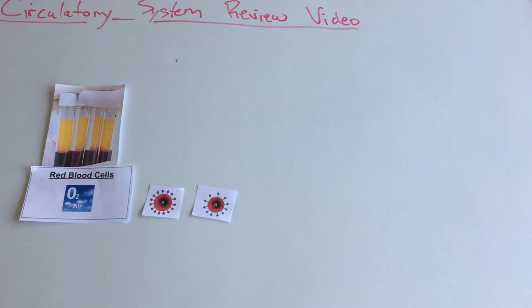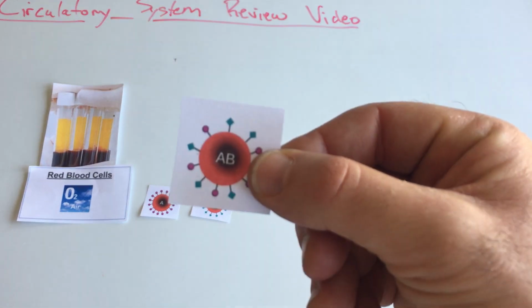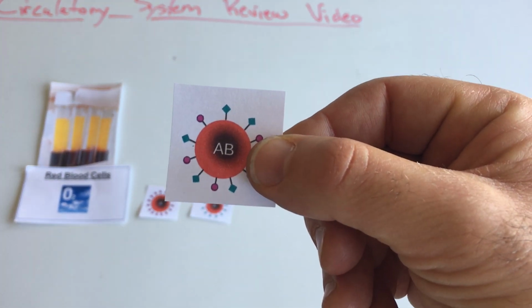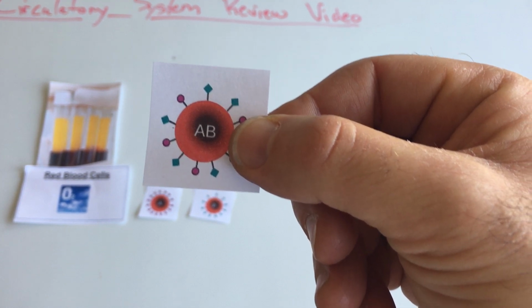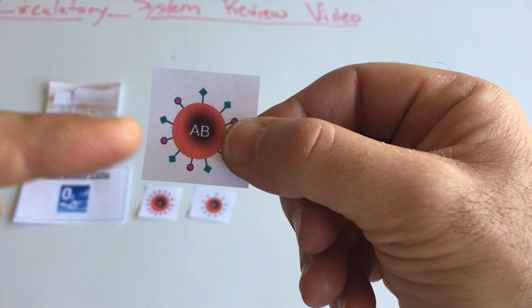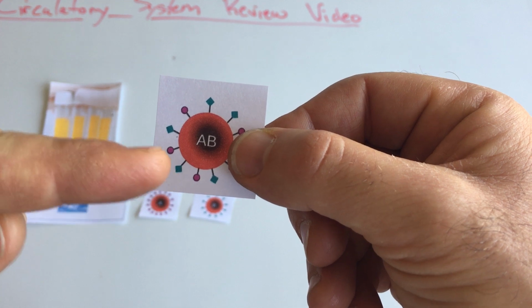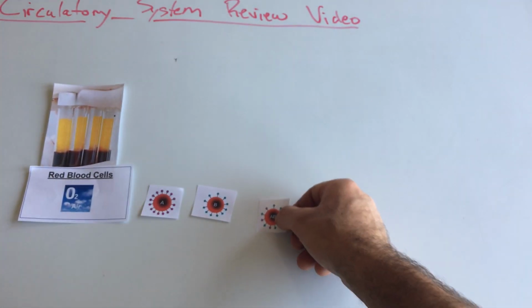And what if you have both? What if you have the round bits and the pointy bits? Well, instead of getting creative, scientists said, let's just call it AB, because you've got A and you've got B. Look at that. We'll just call it AB blood.